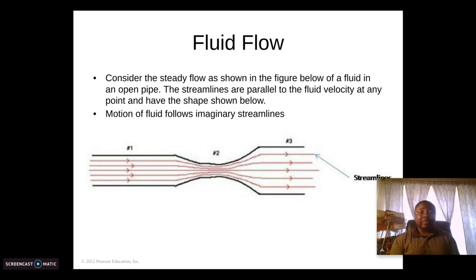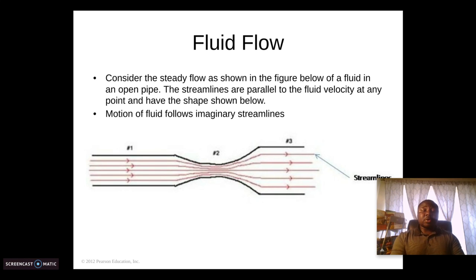If you look at the example we have here, we're going to look at three different regions in which a fluid is flowing: region 1, region 2, and region 3. You can see the streamlines that indicate the flow of the liquid in each region. One thing we have to understand is that the streamline moving from left to right is always parallel to the fluid velocity at any point in time in this flow. So the streamline you see in red is always parallel to the velocity of the fluid.